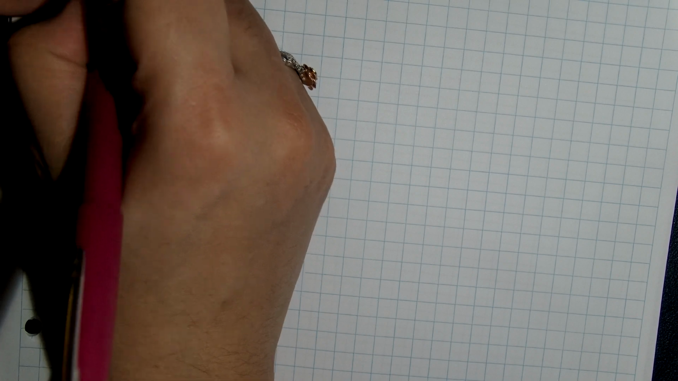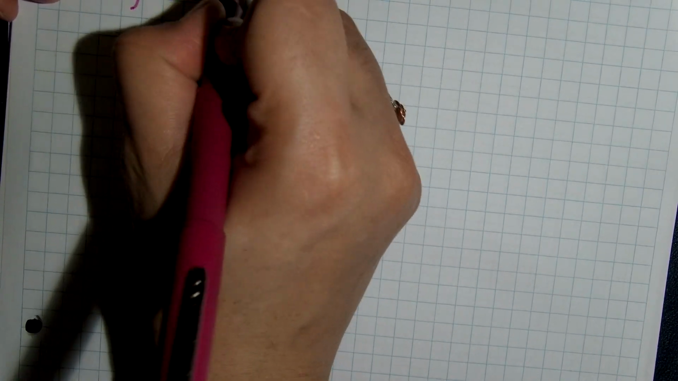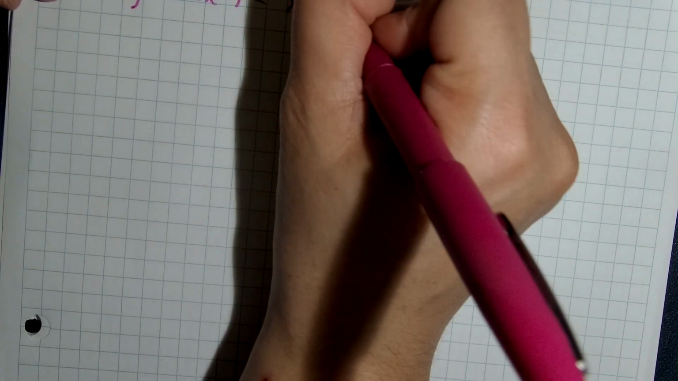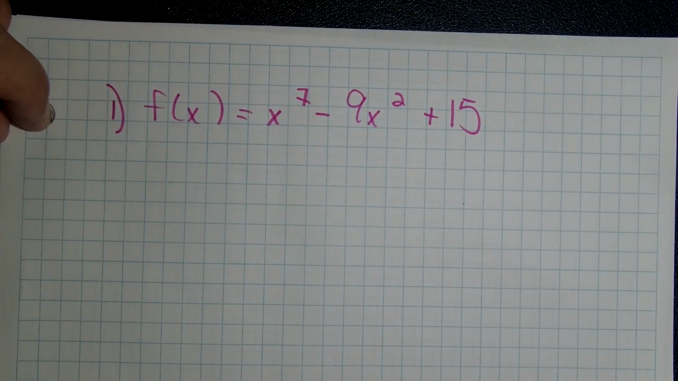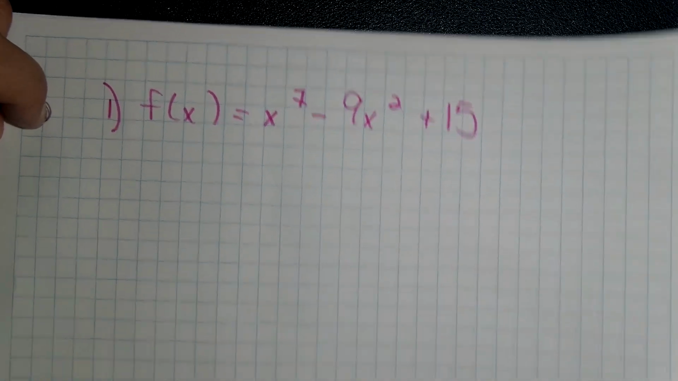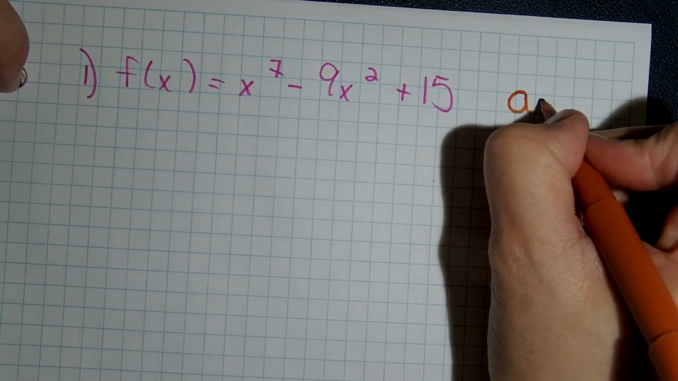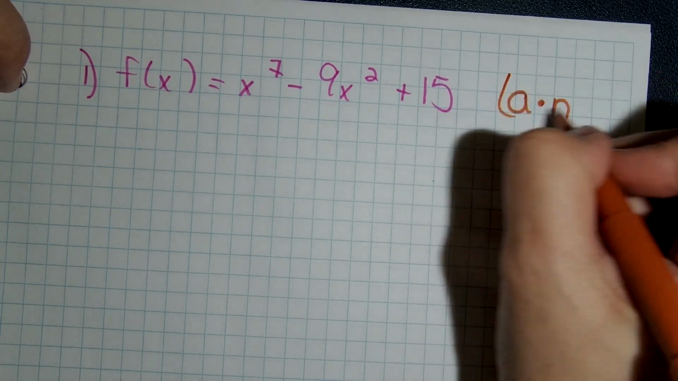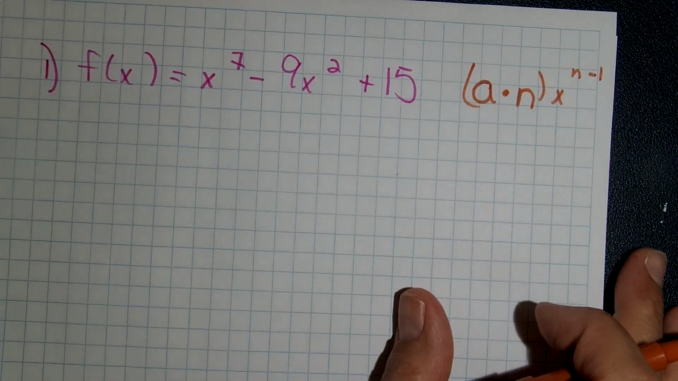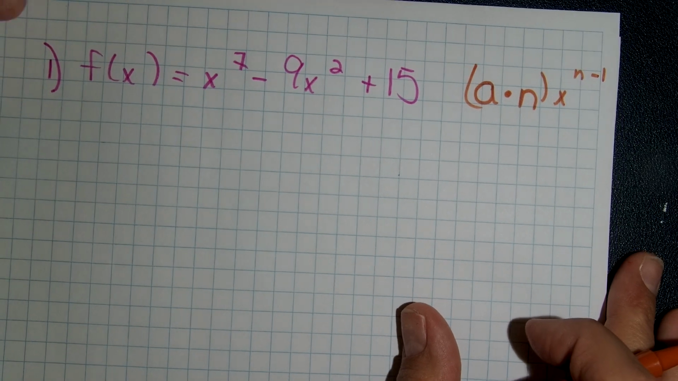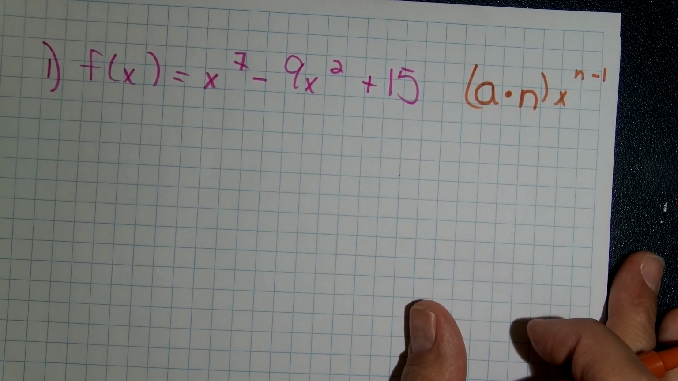All right, ladies and gentlemen. Number 1 is f of x is equal to x to the 7th minus 9x squared plus 15. So remember, we're going to be using the power rule. The power rule says all I do is multiply the coefficient and exponent and subtract 1 from the exponent. Do we do this on the notes or the paper? Thank you. I did say that, didn't I?